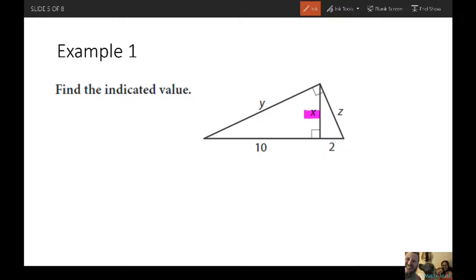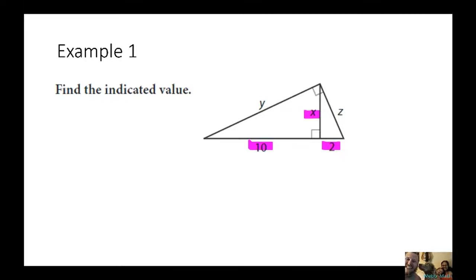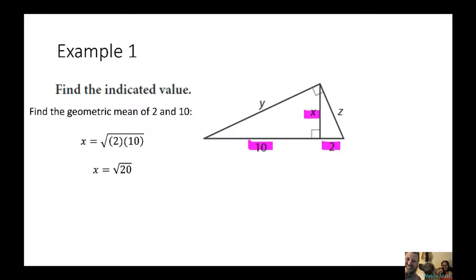Okay, so that's the altitude. So I know that I need to find my geometric mean between my two bases, 10 and 2. So I'll find my geometric mean of 2 and 10. So there's my geometric mean. x equals the square root of 2 times 10. That's the definition of geometric mean in application form. 2 times 10 is 20.